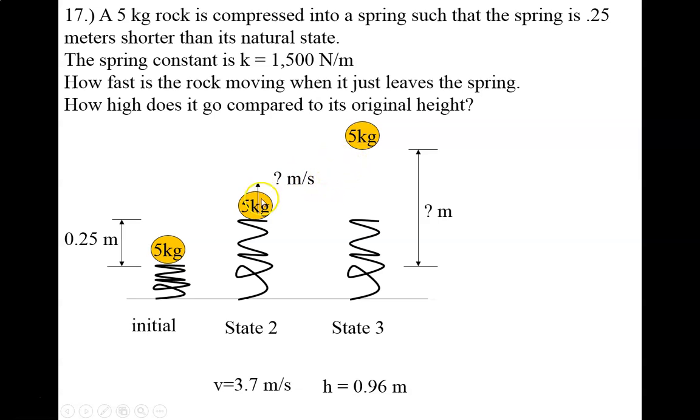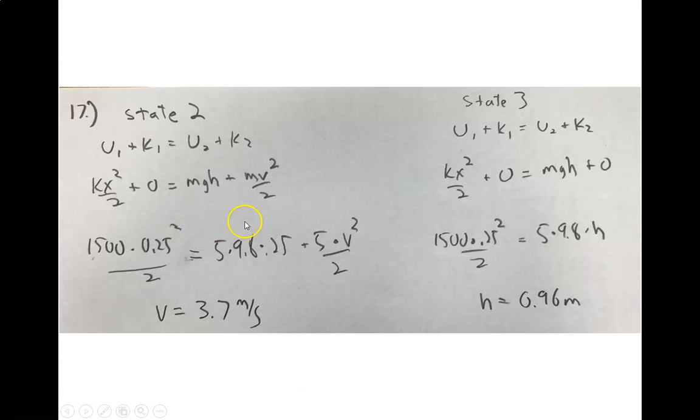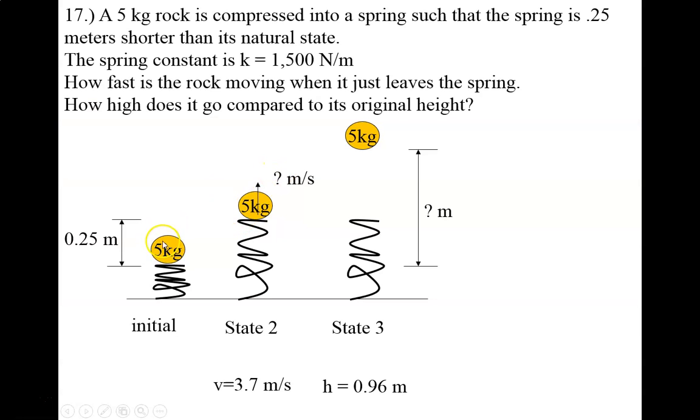Okay, and again, what we want to do is look at what's our initial energy and what's our final energy. So initially, we've got spring energy. Do we have any gravitational potential energy? No, because this is my lowest state. I'm going to consider that to be my zero energy. Do we have any kinetic energy? No, because it's initially stationary. So we're going to have just the spring energy.